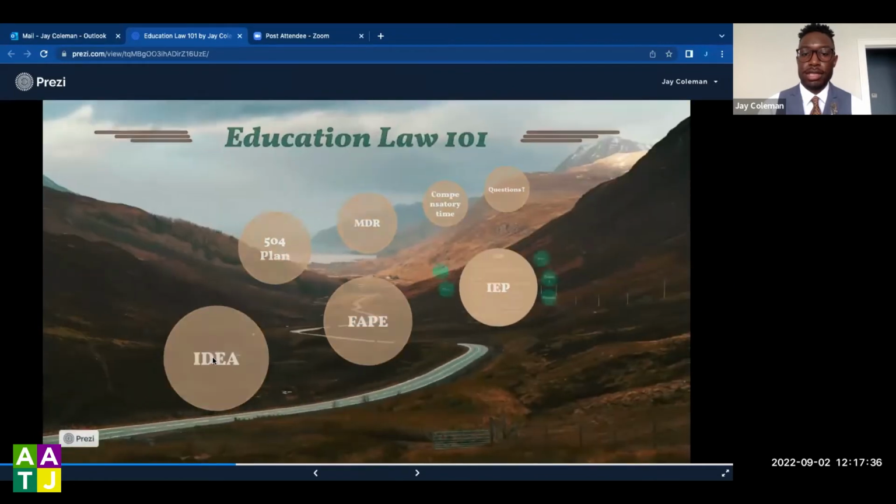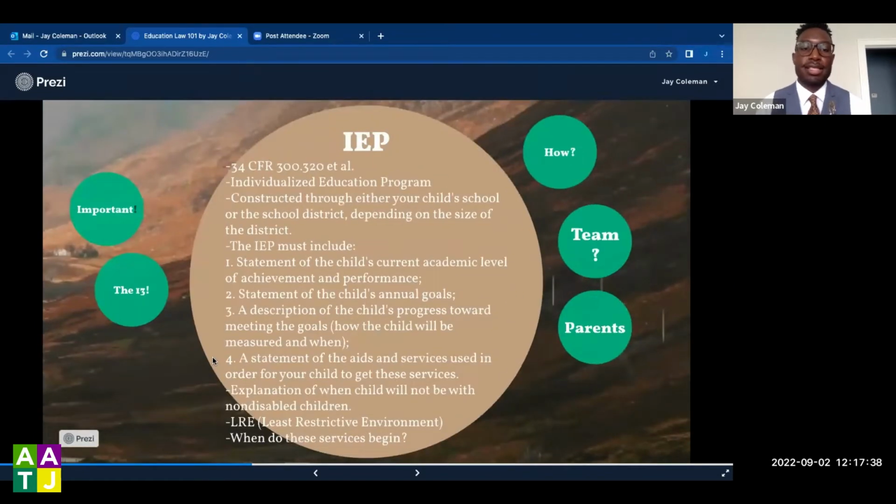Okay. So we've been saying IEP 1,000 times, so let me tell you guys what that is. You can find it in the federal regulations, Title 34, starting at 300.320 and after. It will explain everything that I'm going to explain plus some. So IEP stands for Individualized Education Program.